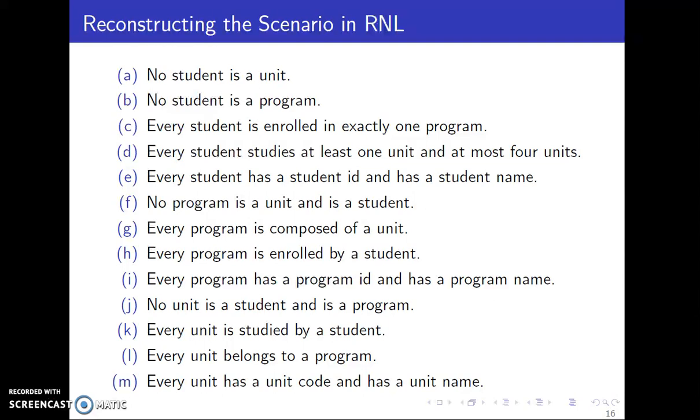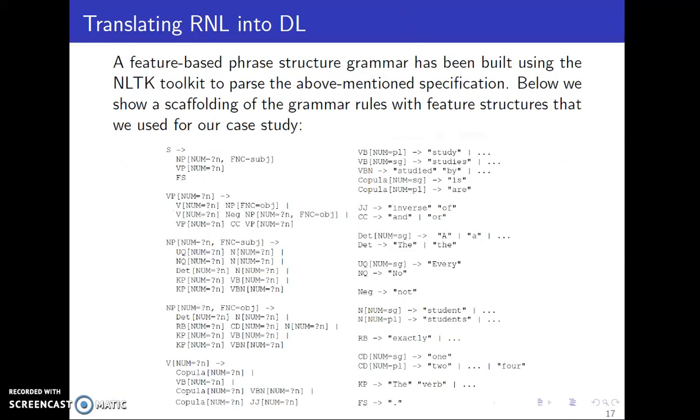So basically it describes the object property between student and unit class. And then sentence E says that every student has a student ID and has a student name. So this sentence basically describes the data property for the class student. So in this way, we also describe the properties for program and unit.